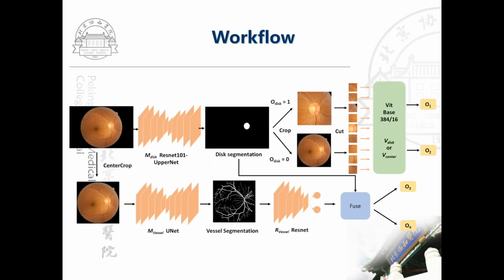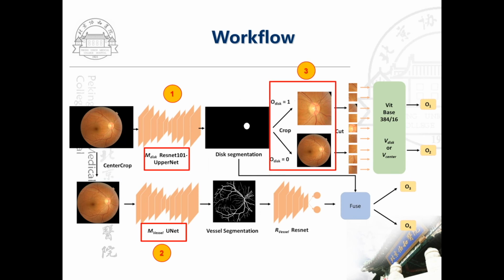We first trained a model to segment the optic disc. Secondly, a U-net was trained to segment vessels. Then, if the optic disc was successfully detected, the image is cropped to the optic disc area. Otherwise, the full image was fed as the input.